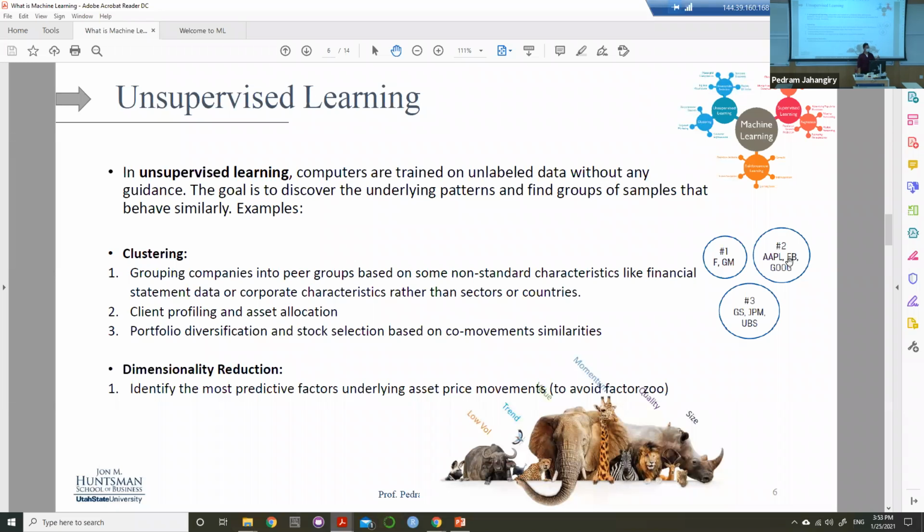I didn't think about it before I did this analysis. Is that clear? So that's why we do unsupervised learning. And actually, we're going to run this exercise in the class. Is everybody following? Okay. And so another example, client profiling and asset allocation.